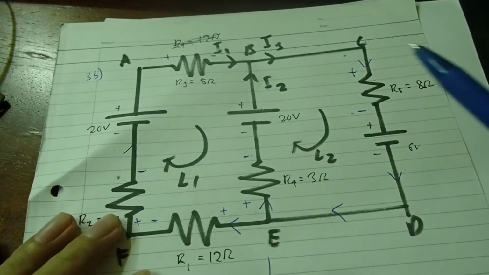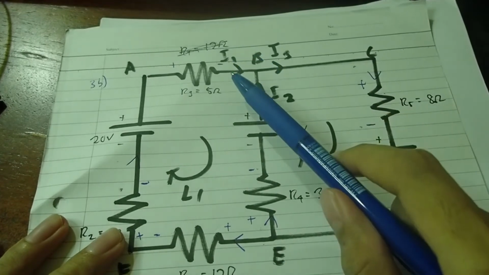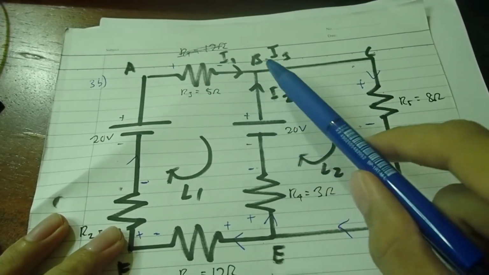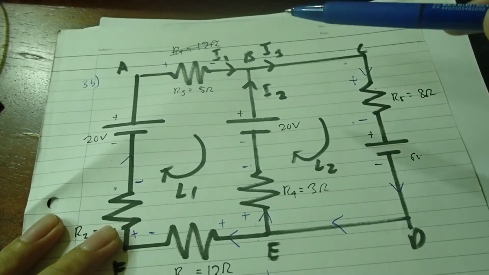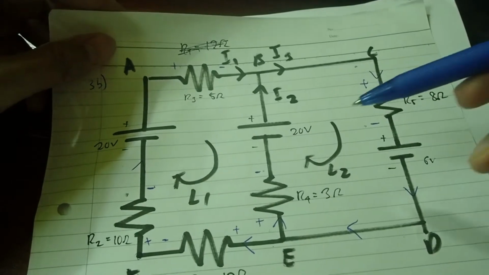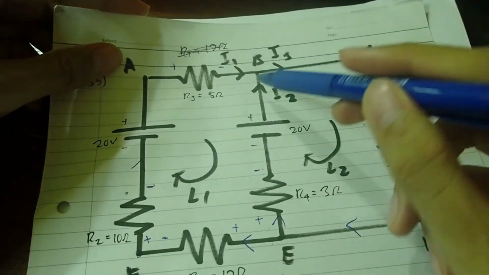So in the previous question, the question gives us the direction where the current is flowing: towards the right for I1, I3 is towards the right, I2 is upward. So what if the question did not give us any information regarding the direction that we want to start and the current flow?